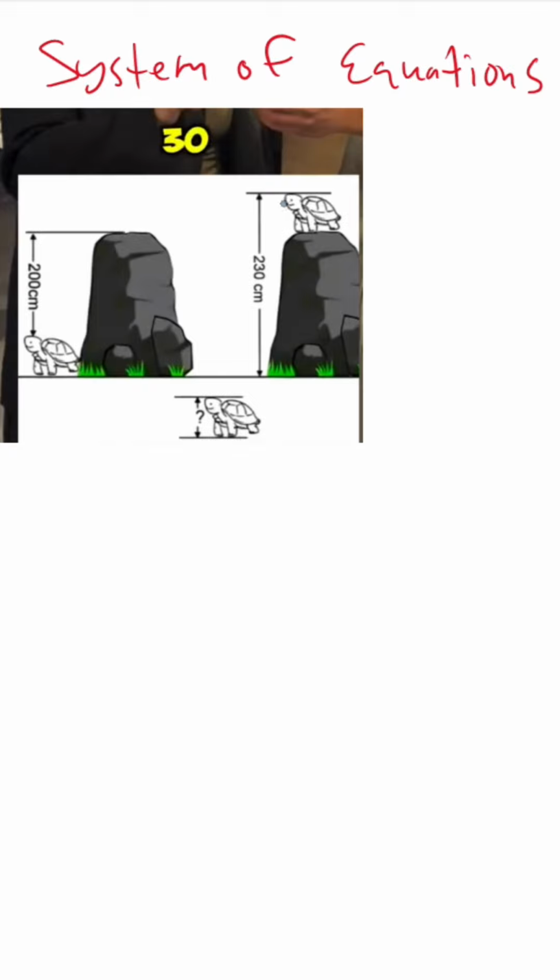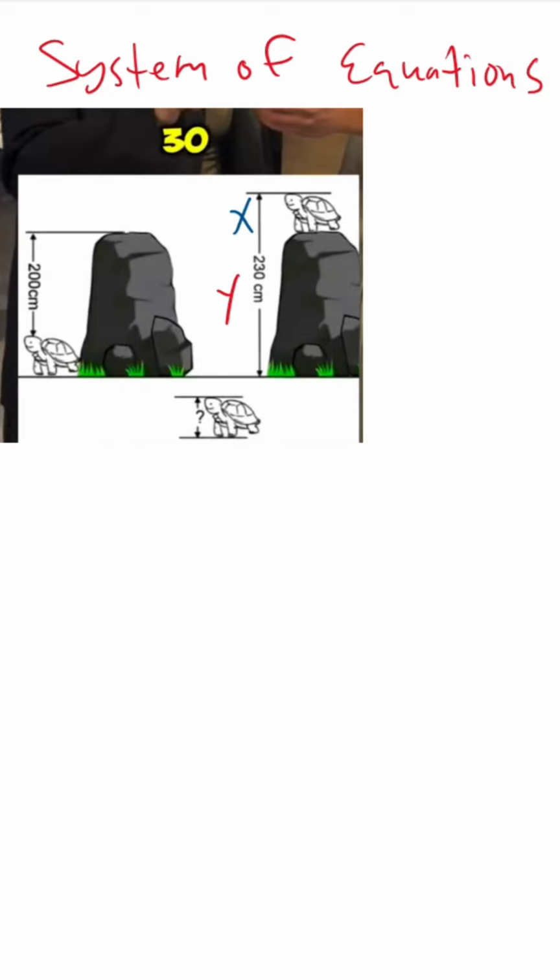So I'm gonna say that the height of the turtle, if we just look at the turtle here, I'm gonna call it X, let's make it simple. And then we have the height of the rock, we're gonna call that Y. Okay, so we have X and Y. So the height of the turtle is X, the height of the rock is Y. Cool. Okay, so now let's look at our diagram and try and make some equations.